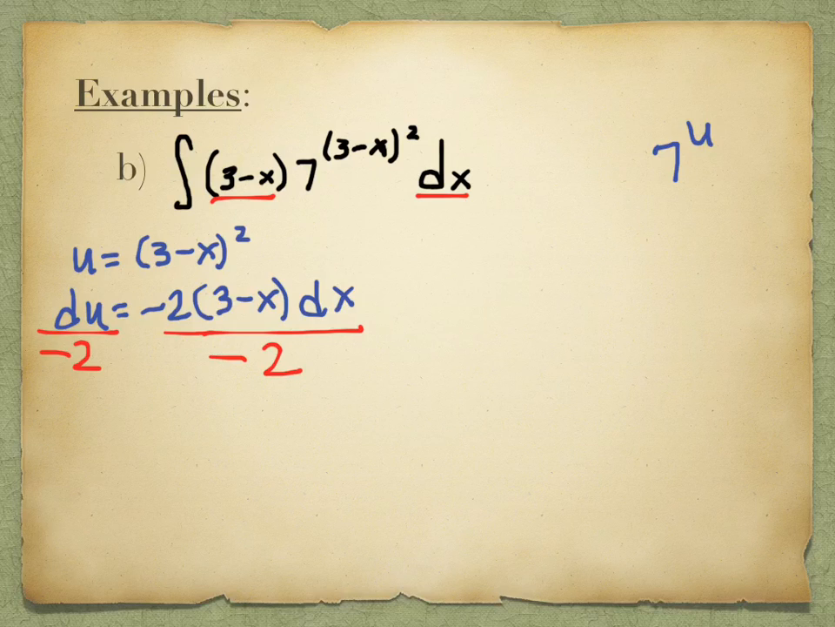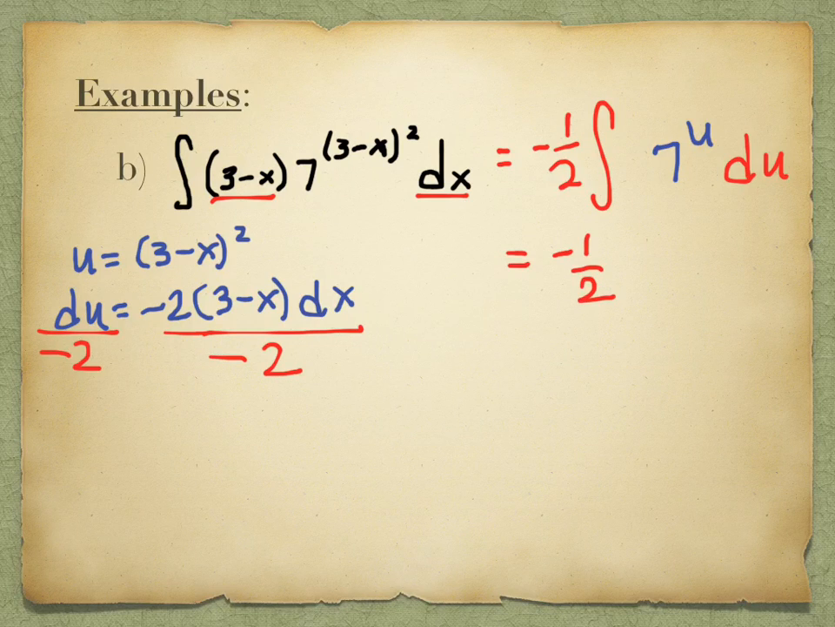So I'm going to have my negative 1/2 integral. The 3 minus x and the dx, the parts that are underlined in red, are going to go away with the du. The 7 is still there, and that (3 minus x) quantity squared is my new variable u. Perfect. What's the antiderivative of 7 to the u? 1 over ln of 7. Good. You need a plus c still, right?